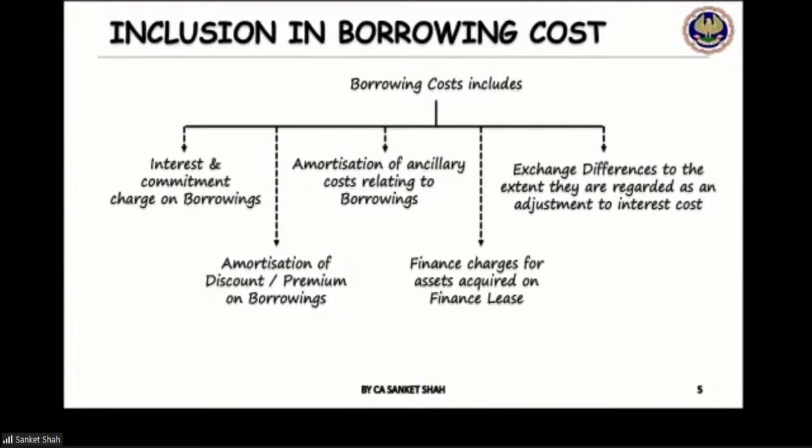You'll understand it after accounting standard 19. So there are some conditions which are related to finance lease, but remember what is important for you in exam, it is the exchange difference. It is the exchange difference.